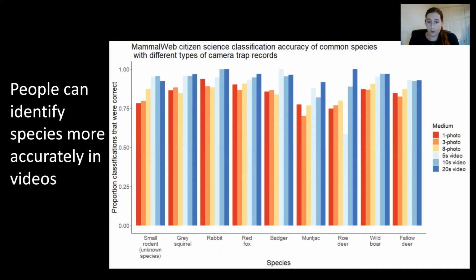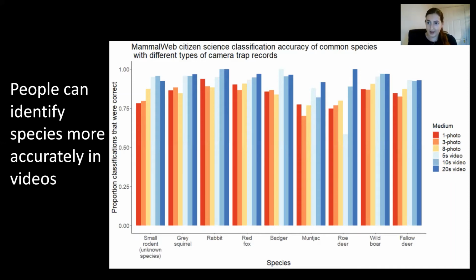This was the case for some animals. So in particular, small rodents, so things like mice, were more easily identified when you had more photos. And again, we see they're quite a bit more easily identifiable in videos. And that's probably because we can see movement, which helps us spot things that are so small. Some of the larger species, we see a difference, though it's not so great. So things like wild boar and fallow deer, they're quite large animals, so they're quite easily recognizable, even if you've only got 1 photo a lot of the time.